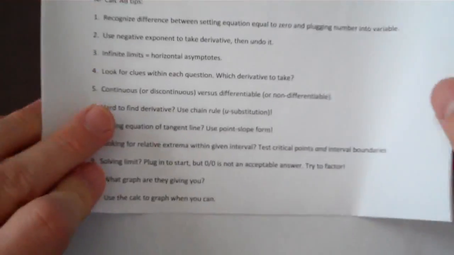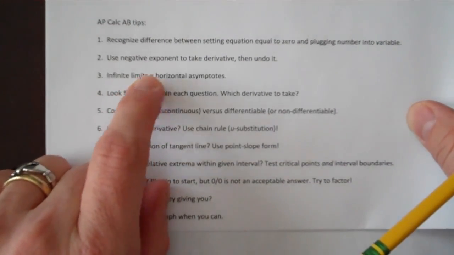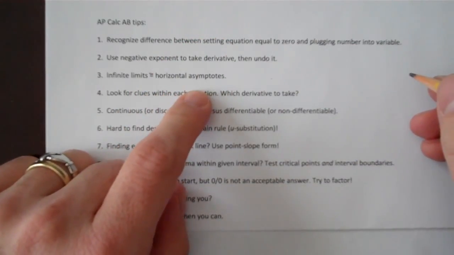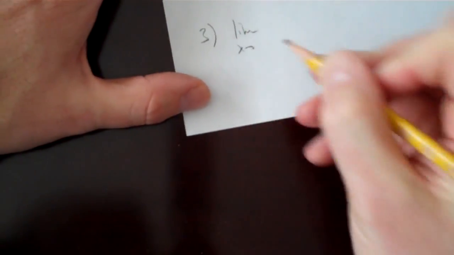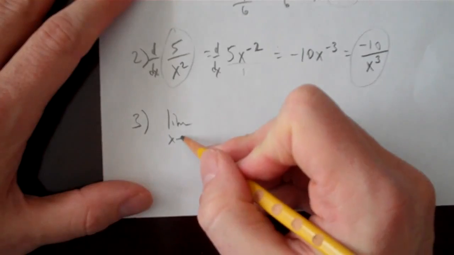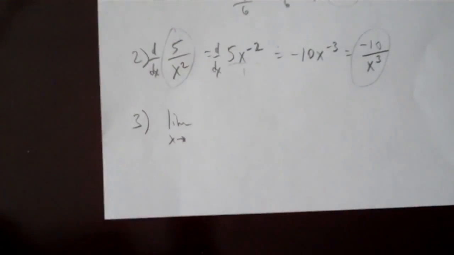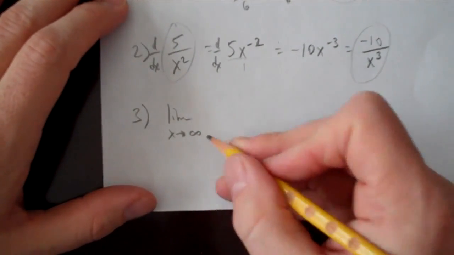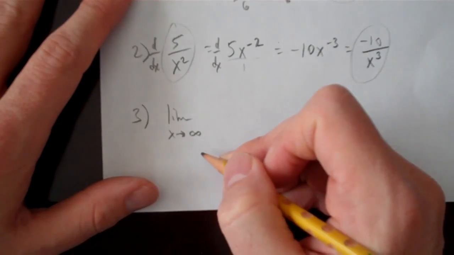Okay. Number 3. Infinite limits is equivalent to horizontal asymptotes. You've been asked some questions about infinite limits. Okay? They might ask you, what's the limit as x approaches infinity? Now if this says as x approaches 0 or x approaches a certain number, then it wouldn't be an infinite limit. We're talking about it approaching infinity, either positive or negative, but for the most part, it doesn't matter in these problems.